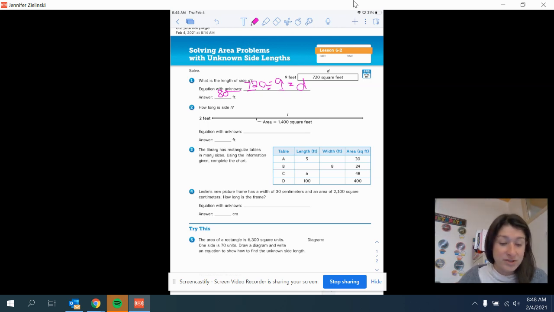Okay. So you are going to get some more practice with the rest of the page. Here for number 3, the library has rectangular tables in many sizes. Using the information given, complete the chart. So think about, if table A has a length of 5, you're trying to find out the width, and the area of that is 30. For B, they've given you the area and the width, but you need to find the length, and so on. All right, mathematicians, off you go.